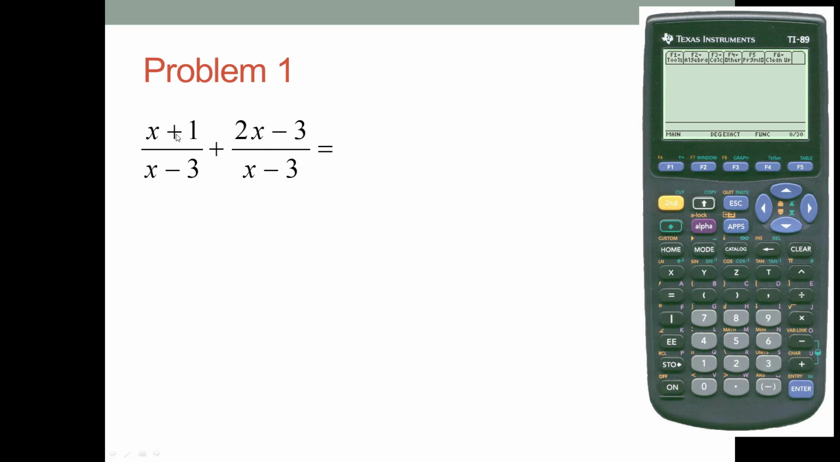So this is the first one that we did: x plus 1 over x minus 3, plus 2x minus 3 over x minus 3. Let's just enter it over here on the main screen. It's important here that you put parentheses. If you're in doubt, use parentheses, because if the parentheses are essential in solving the problem and you don't put them in, you're not going to get the answer right, whether you do it on the calculator or manually.